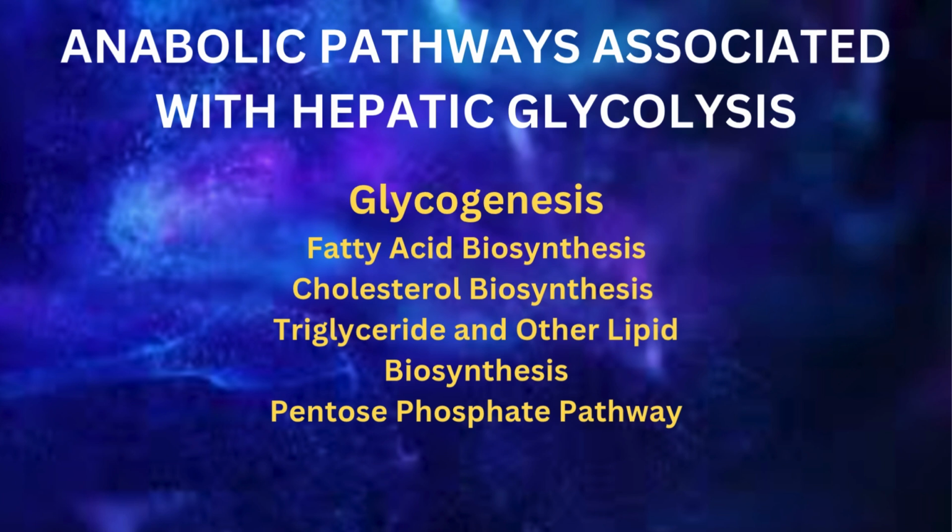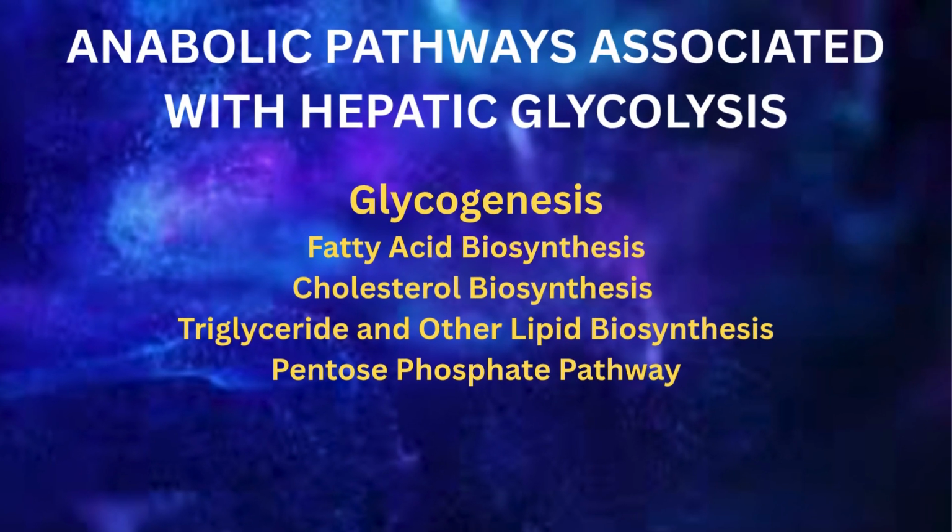Here, glucose 6-phosphate is converted to glucose 1-phosphate, which is needed for glycogen production. Enzymes such as glycogen synthase and branching enzyme are activated. You can watch my video on glycogen metabolism and glycogen storage diseases for more information on that.